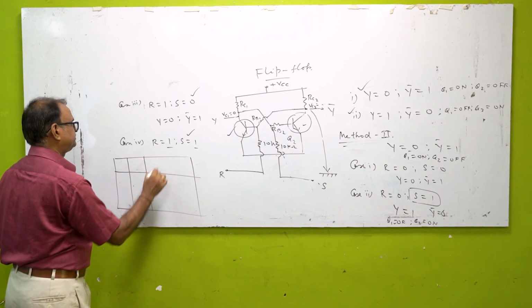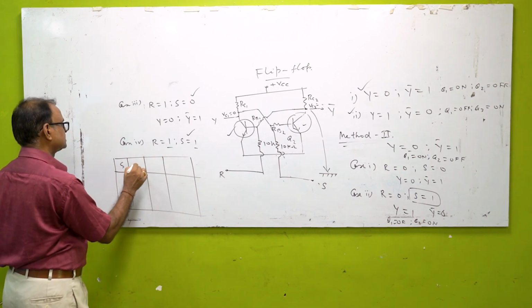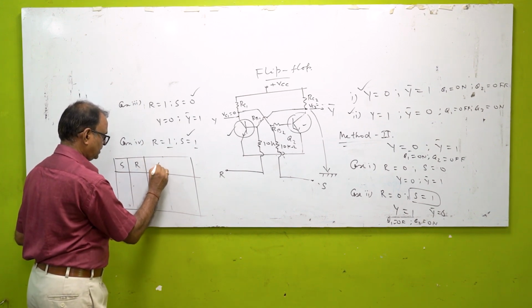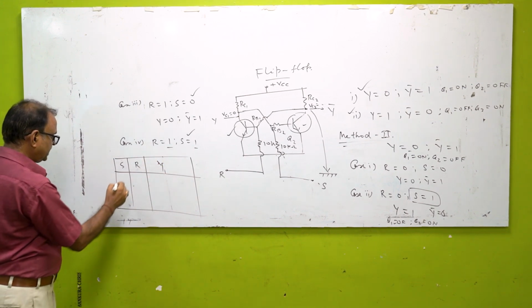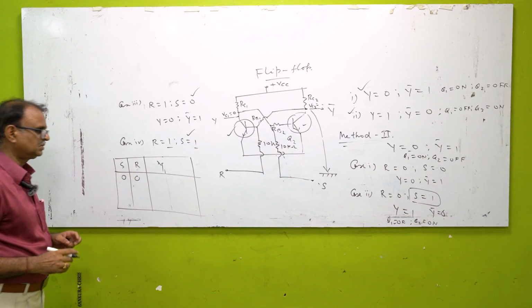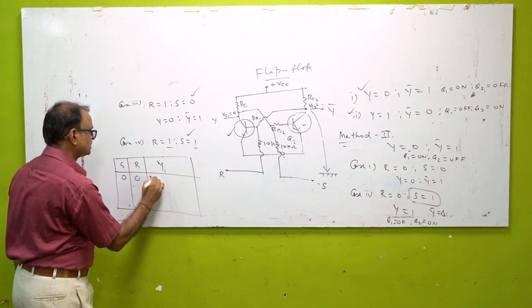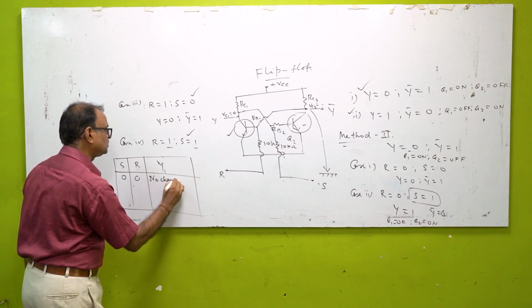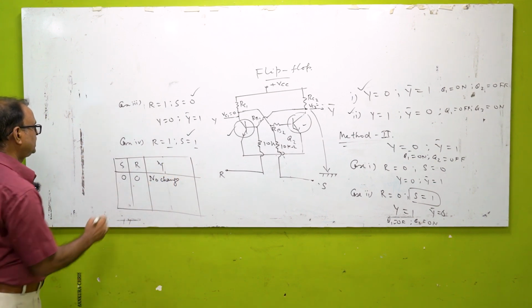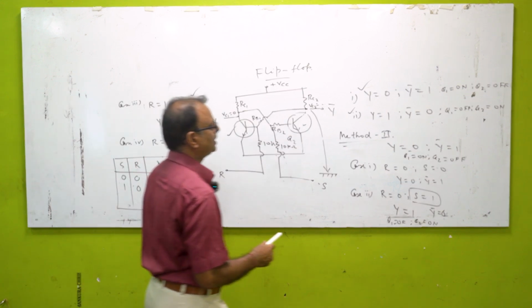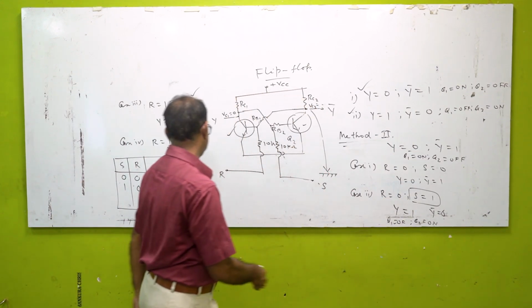This is S, this is R, and this is output Y. So when S is equal to 0 and R is equal to 0, there is no change in the state of the output. That means under this condition, there is no state change. When S is equal to 1 and R is equal to 0, it means Y is equal to 1.